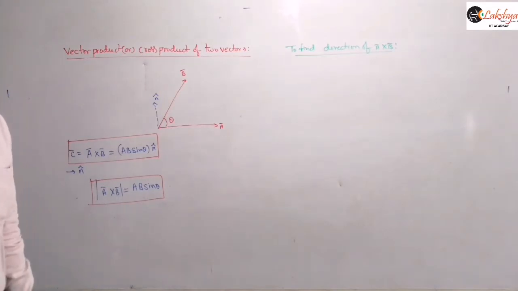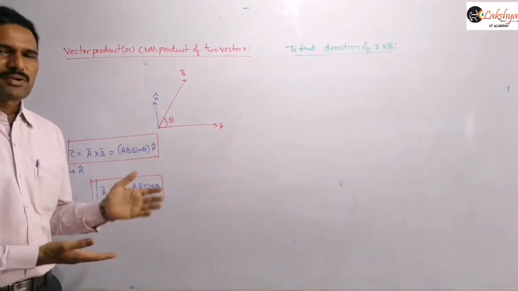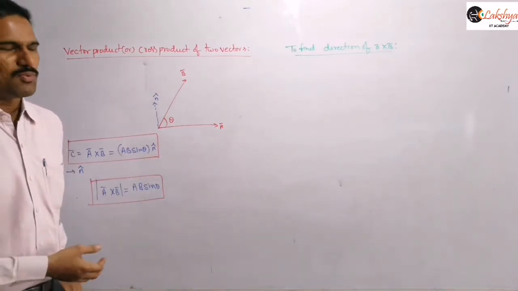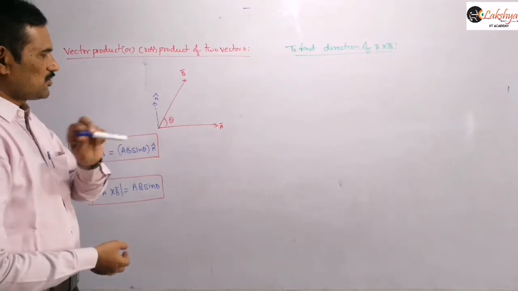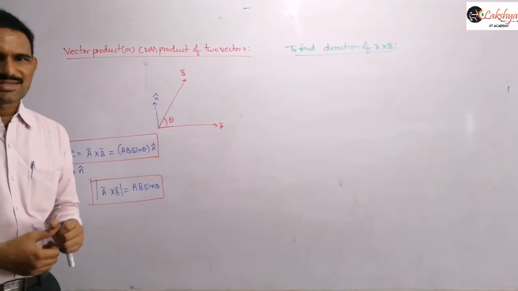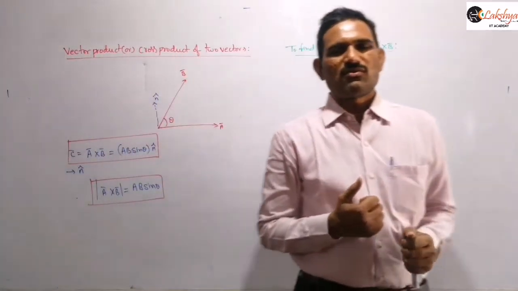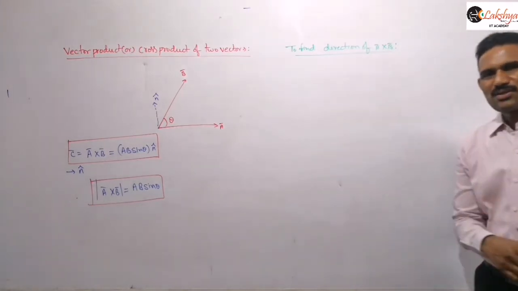Next, to find the direction of A bar cross B bar, we are saying perpendicular to the plane. Perpendicular to this plane means two directions are possible. It may be out of the plane or into the plane. Whether it is out of the plane or into the plane, we need to decide. For that we can use different rules to find the direction of the cross product of two vectors.